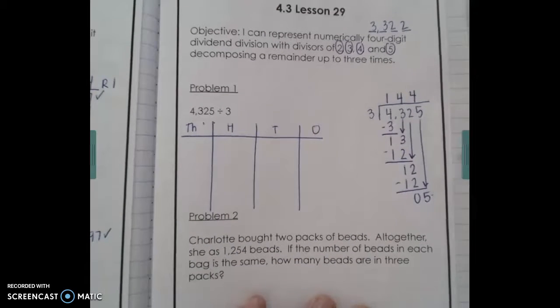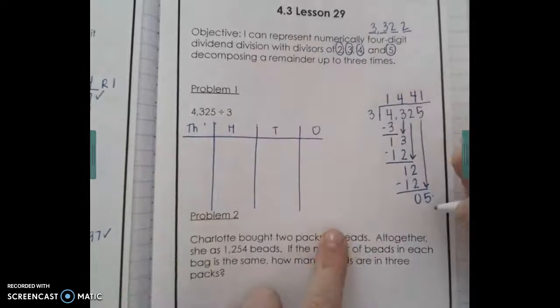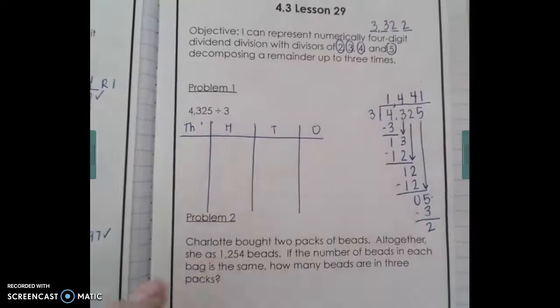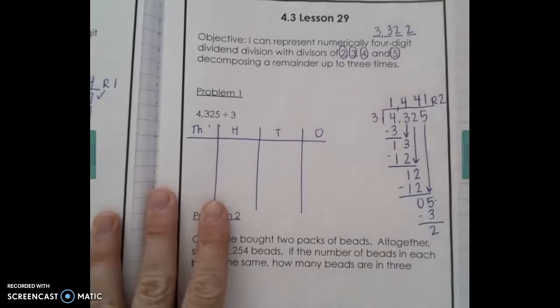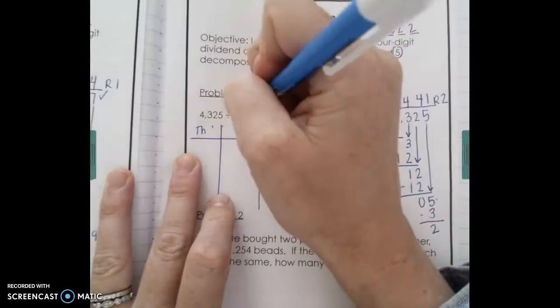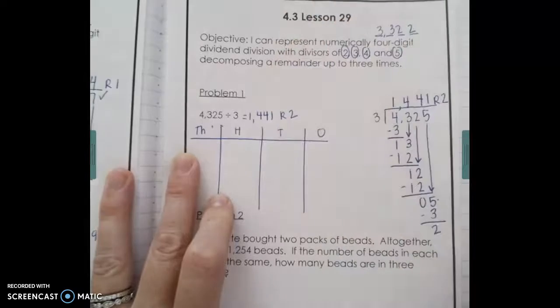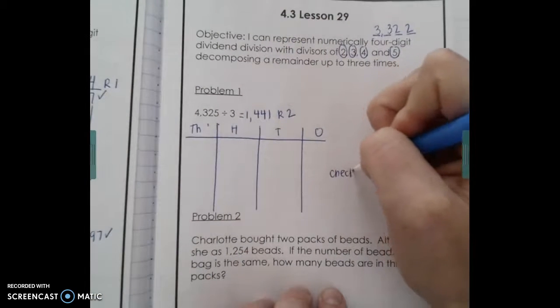3 goes into 5. 3, 6. 6 is too big, so just 1 time. So 3 times 1 is 3, minus I get 2. So my answer is 1,441, remainder 2. I'm going to write it right here. 1,441, remainder 2. And I can put that as a check to make sure.